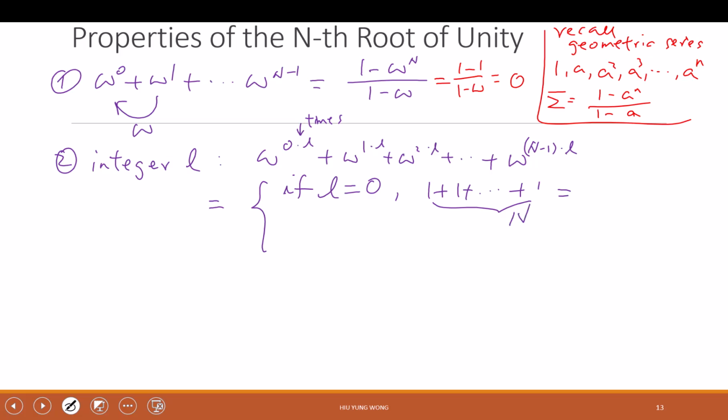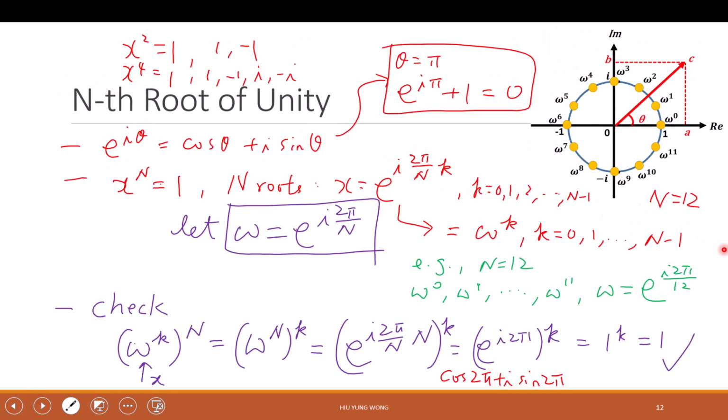Which is what? N. Okay, if L is 0, it is N. And now we can start talking about some relevant terms. We call this constructive interference, like the wave. Now I have many components, and they all give me the same value. Constructive interference: I get a peak there. And what does it mean in this circle? It basically says that all the points will coincide on this same point, because you times 0, right?